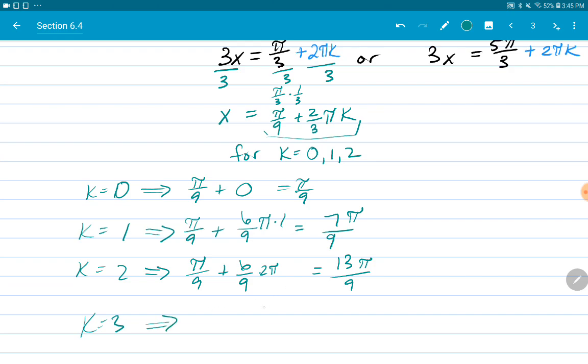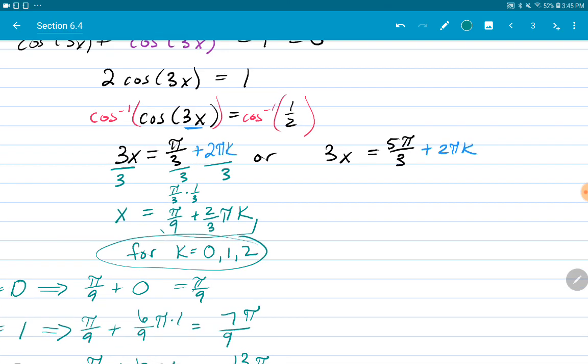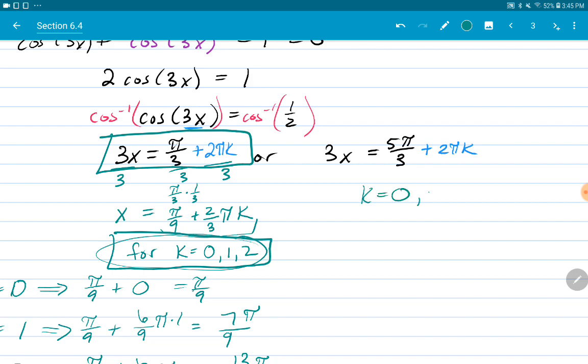So I had 19 pi/9, which is too big, not in our range, our domain. So that's why k can be either 0, 1, or 2. And the same thing happens with this other solution. So here's one solution with k equal to 0, 1, or 2. And the same thing happens with this one over here if you plug in 0, 1, or 2 for those k's. So that's our final solution.